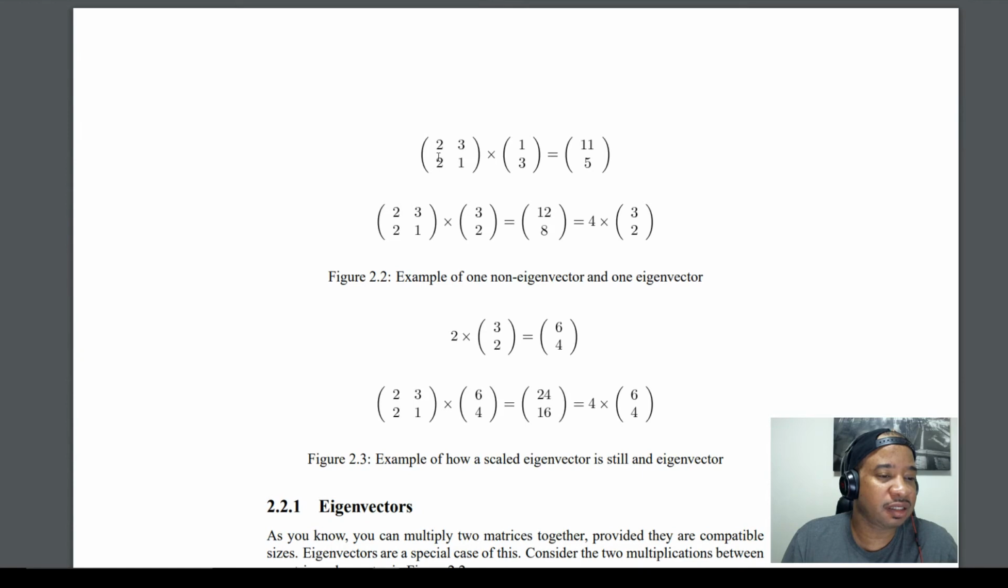So we're given that this 2 by 2 matrix times a 2 by 1 vector is 11, 5. Multiplying out, 2 times 1 plus 3 times 3 is 11, and 2 times 1 plus 1 times 3 is 5. And then we also have that the matrix 2, 3, 2, 1 times 3, 2 is equal to 12 over 8, which is equal to 4 times 3 over 2.